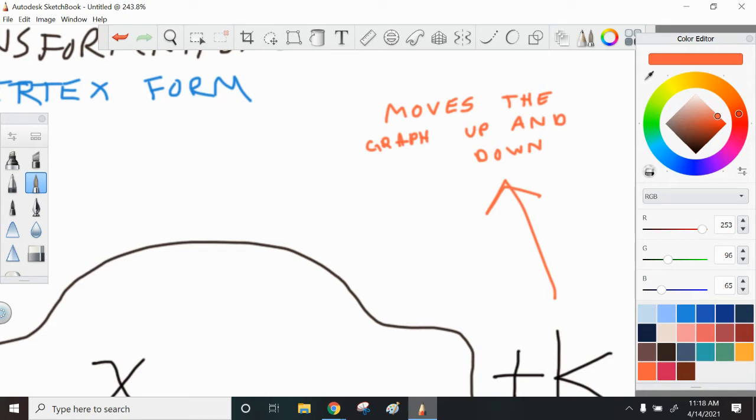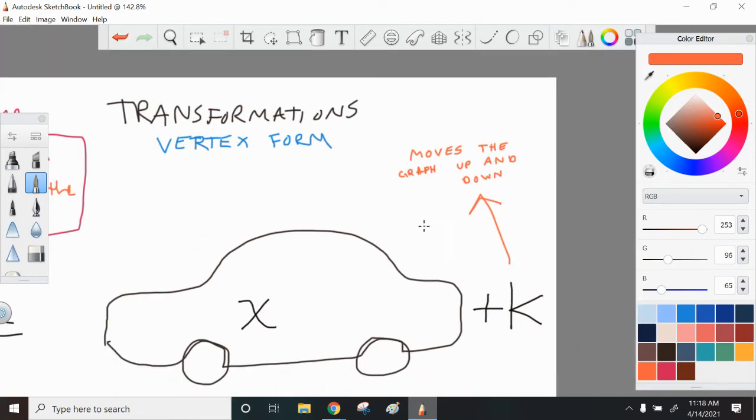Okay, and that's the same for all of them, right? That's the same for absolute value. That's the same for square root. That's the same for quadratics. If you see a plus 5 that's at the end, then you know that the graph has been moved up 5. Every single one of them. They've all gone up 5.